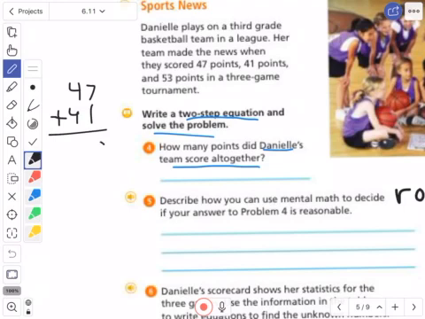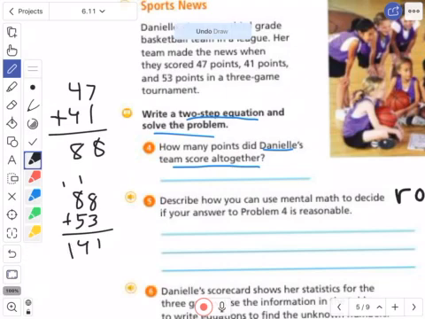7 plus 1 is 8, and 4 plus 4 is 8. And then she had the third game, so I'm going to do 88 plus 53. 8 plus 3 is 11. Carry my 1. 1 plus 8 is 9, plus 5 is 14. So 140. She had 141 points. It's not her, but her team.